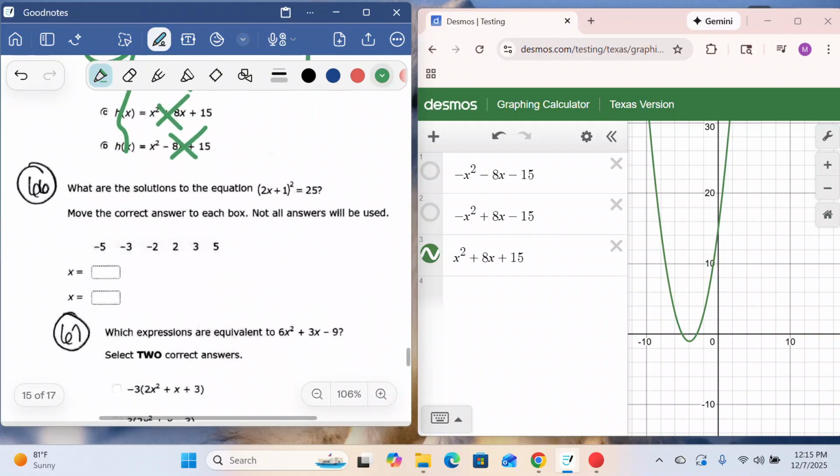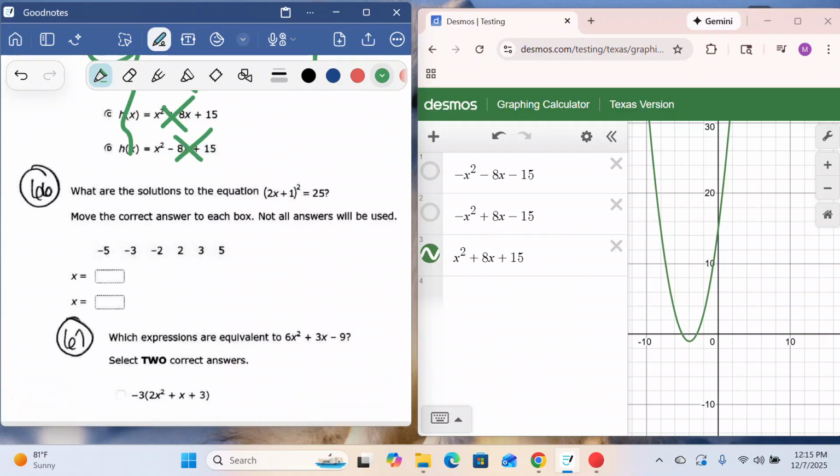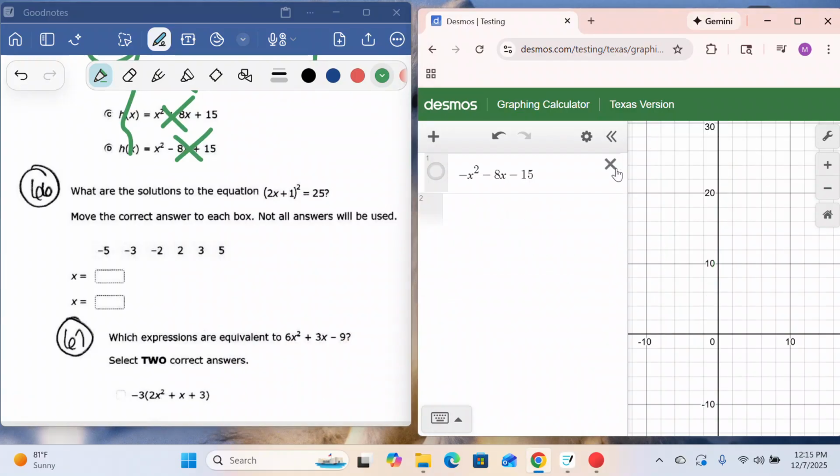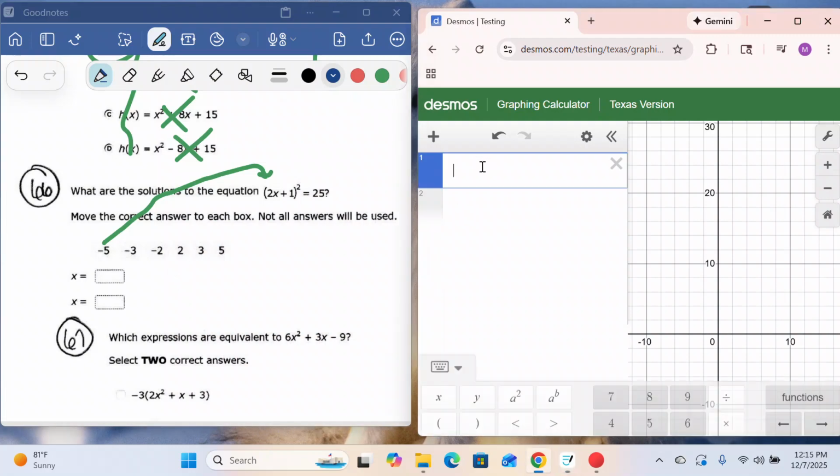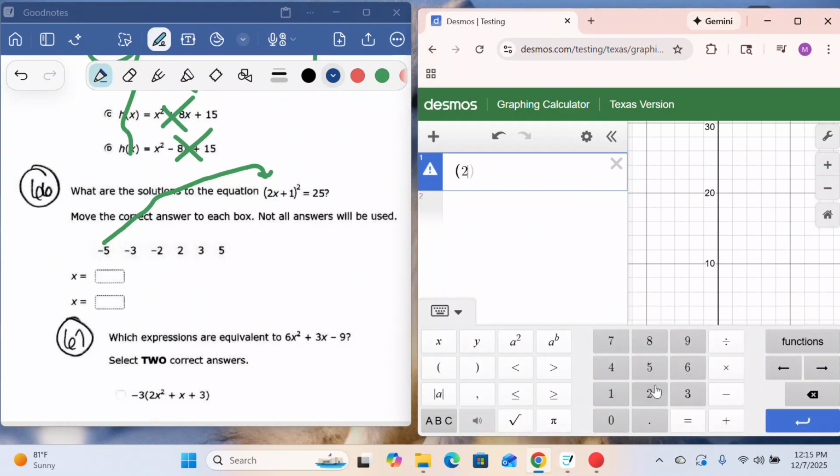If you look at the next one, what solutions to the equation, and they give you an equation, and they say, well, which one is equal to 25? So all I would do is input this into the x value here and get the right answer. So let's go ahead and input, and I'm going to open parentheses, 2 times, what is the x? The x right here is -5. So all I have to do is input -5 in place of x. So it's going to be -5 plus 1, close parentheses, and it has to equal 25. Does it equal? So there's not a right answer.